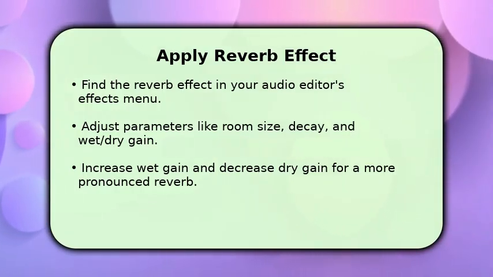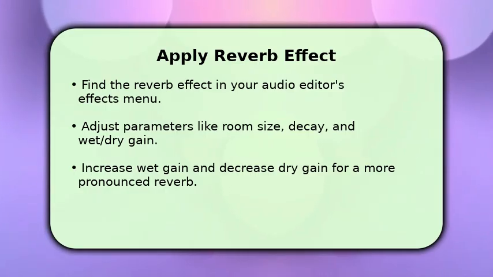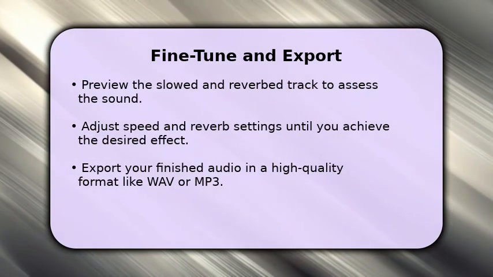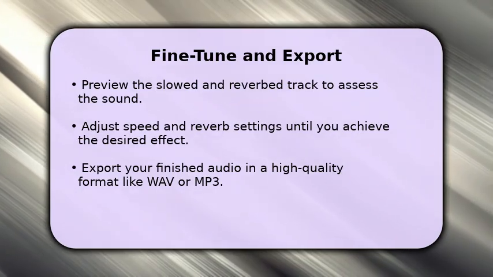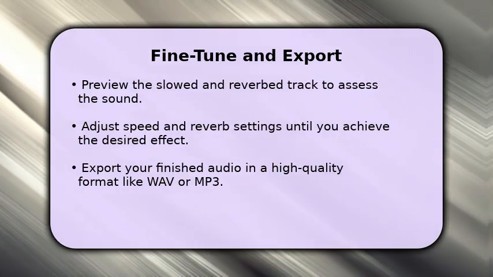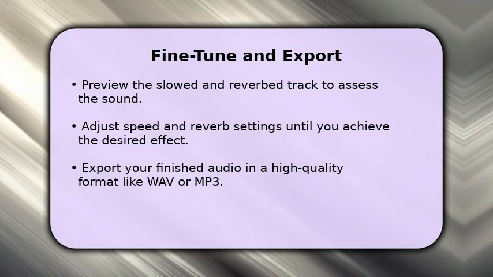A good starting point might be a dry gain of -1 decibel and a wet gain of 5 decibels. Adjust the room size to your preference. After applying both effects, it's crucial to preview your track. Listen carefully and make any necessary adjustments to the speed and reverb settings.